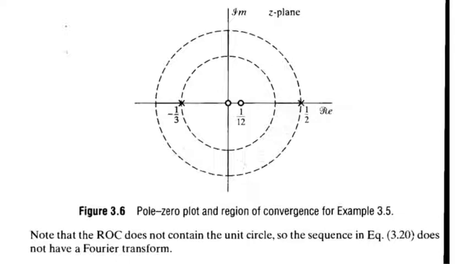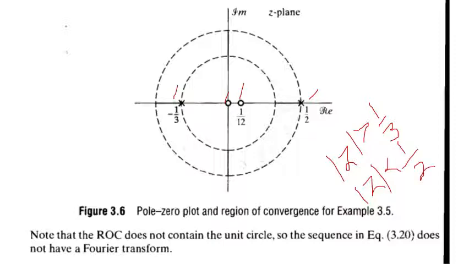So here you can see we have 0 at 0, 0 at 1 by 12, this pole is 1 by 2 and this pole is 1 by 3. So you know that the region of convergence was Z mod greater than 1 by 3, so we can take all the values in which Z is greater than 1 by 3, and the second was Z is less than 1 by 2. So if Z is less than 1 by 2, it means I can take all the values from 1 by 2 towards the origin, and I can take all the values that are greater than 1 by 3.